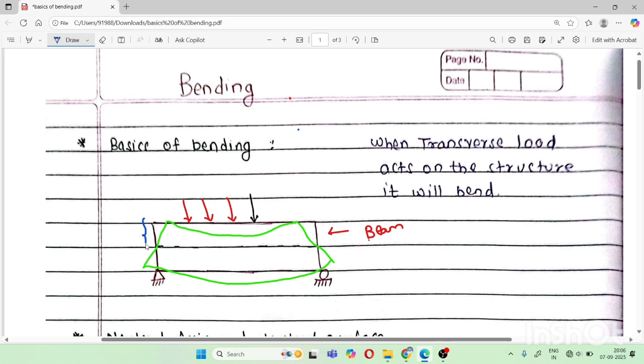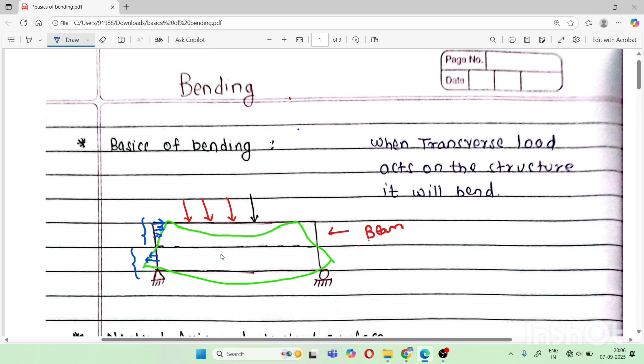Here you can see the fibers in this area, as I have shown you, are compressed, so their length gets shortened, and the fibers in this area are in tension, so their length has increased. So this is the general phenomenon: some fibers are getting compressed and some fibers are getting in tension.